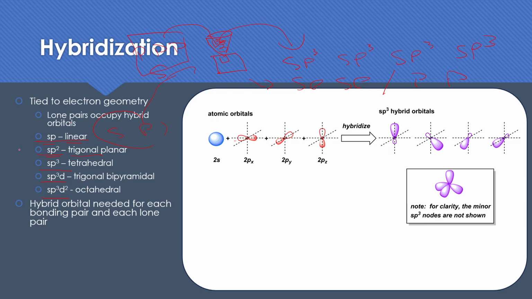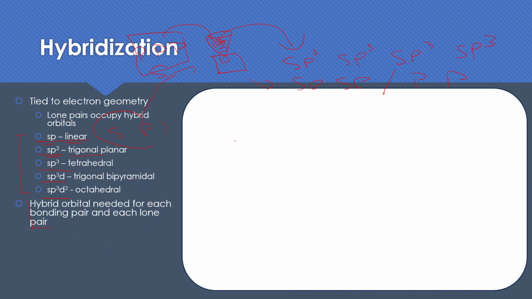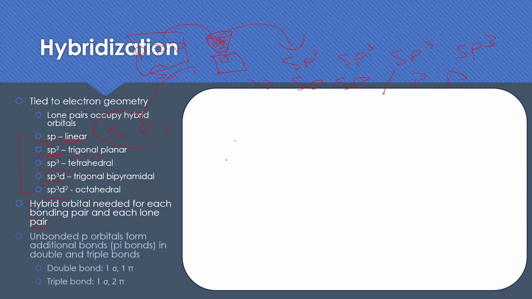So there's no tricks here. They are just directly tied to the electron geometry. And you need one hybrid orbital for each bonding pair and each lone pair. Our unhybridized p orbitals form additional bonds like our double and triple bonds. So a double bond is 1 sigma, 1 pi, and a triple bond is 1 sigma, 2 pi.